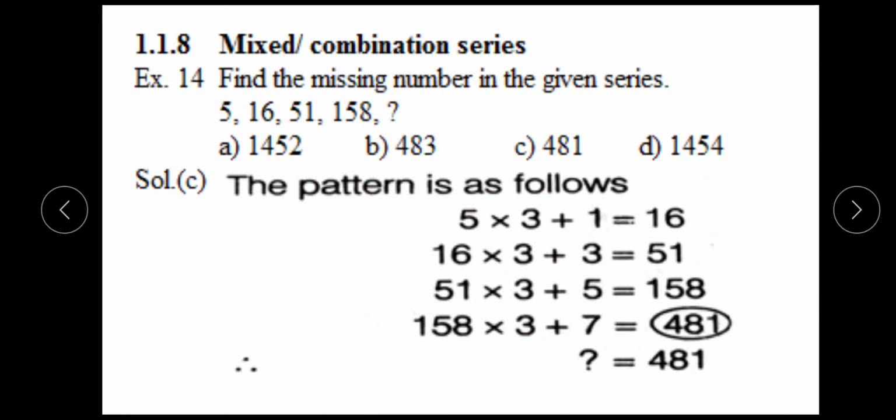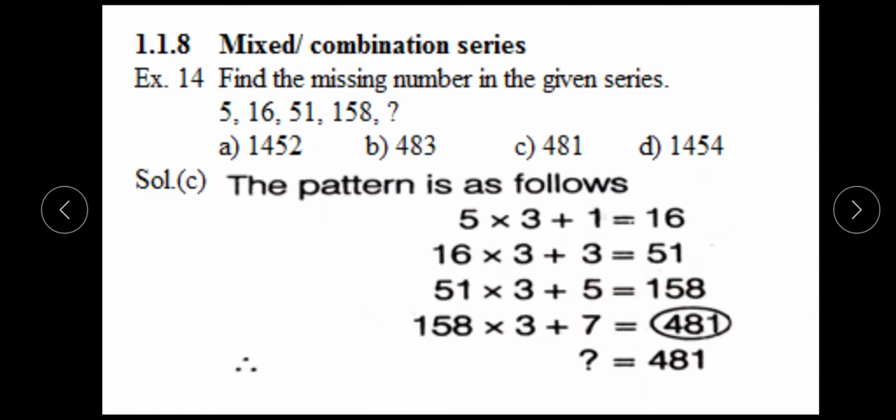We can see that in this question two patterns are followed, the multiplication pattern and the plus pattern. First we multiply and then we add some value. You can see that the first term 5 is multiplied by 3 and plus 1, and we get 16. Again 16 is multiplied by 3 and then 3 is added, and we get 51. Again 51 is multiplied by 3 and 5 is added, and we get 158.